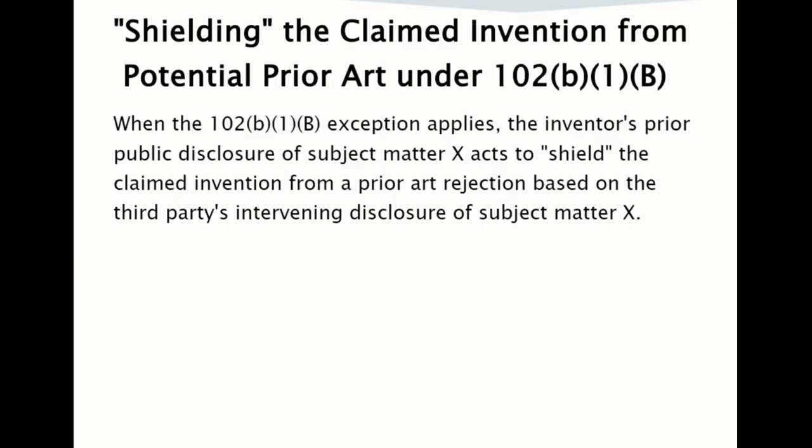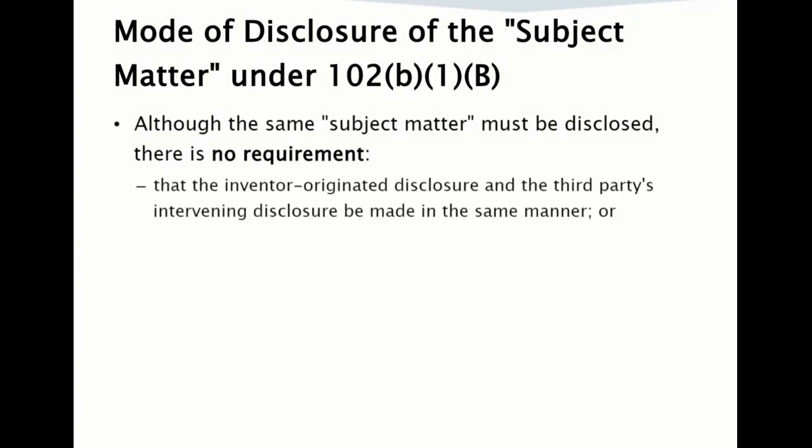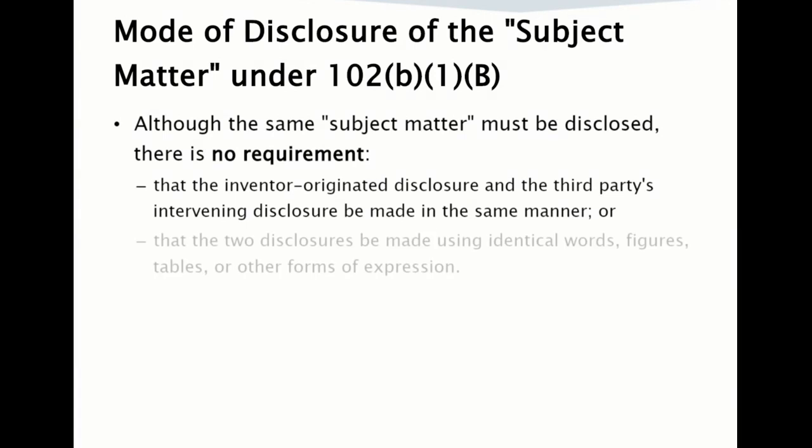We use the term shield to describe how, with the 102(b)(1)(B) exception, an inventor-originated prior public disclosure can protect the claimed invention from a third party's disclosure that might otherwise be prior art. While the same subject matter must be disclosed under 102(b)(1)(B) in order for the exception to apply, the inventor-originated disclosure and the third party's intervening disclosure need not be made in the same manner. Also, the two disclosures need not use identical words, figures, tables, or other forms of expressions.